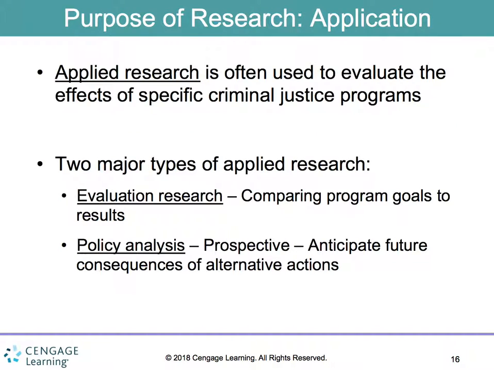We're going to apply the research, and that applied research is often used to evaluate the effects of specific criminal justice programs. When we look at community services, or we can look at recidivism rates, what research has been applied and how does that affect the programs within the criminal justice system. Two major types of applied research: evaluation research, comparing programs' goals to results, and policy analysis, perspective, anticipate future consequences of alternative actions. So with evaluation research, we see this in education a lot, where they throw money or resources at a situation and they see if implementing those changes help or hurt based on the results.